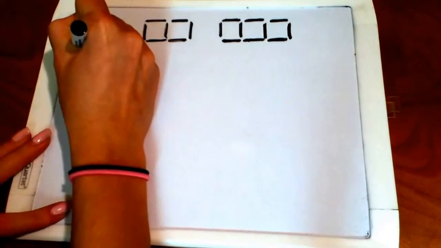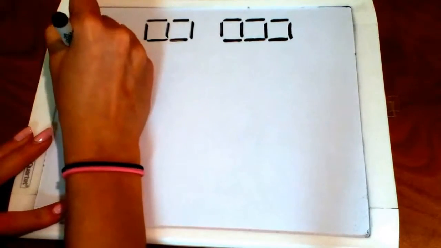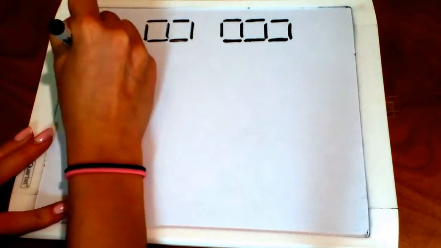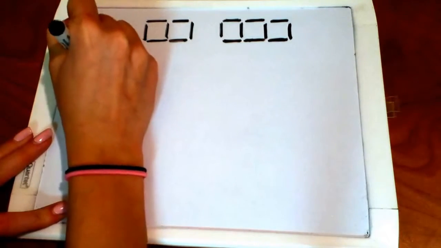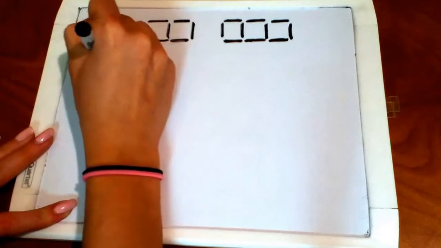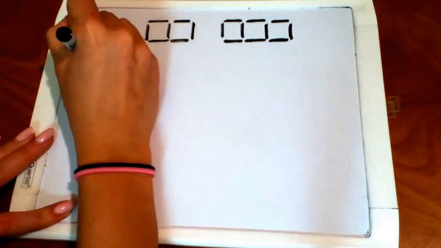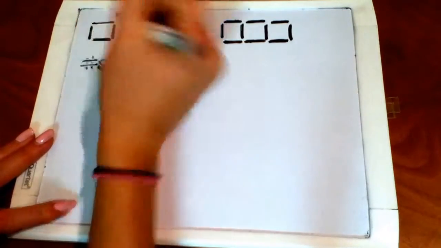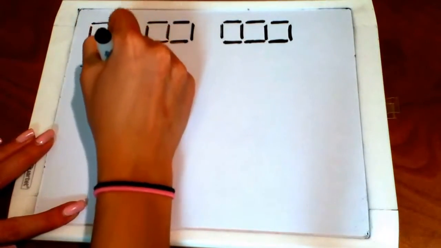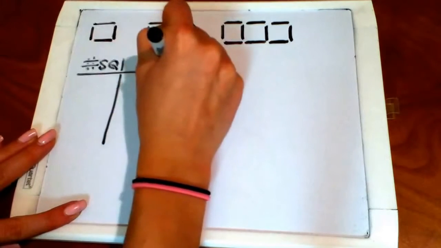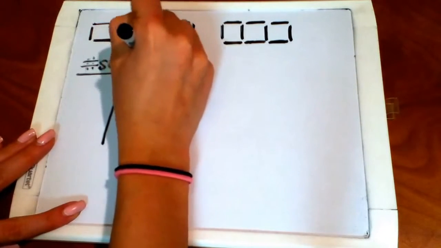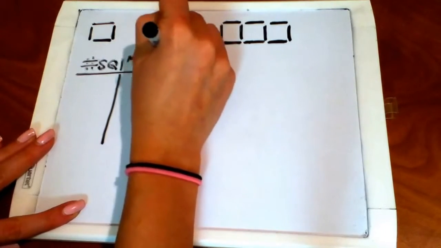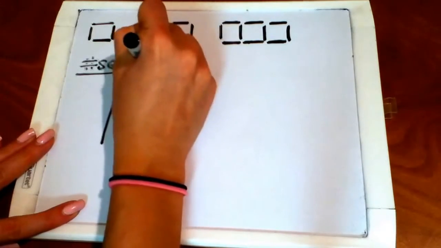So on one side of the chart, we're going to identify the number of squares. This marker is running out. There we go, number of squares to matches, or M.